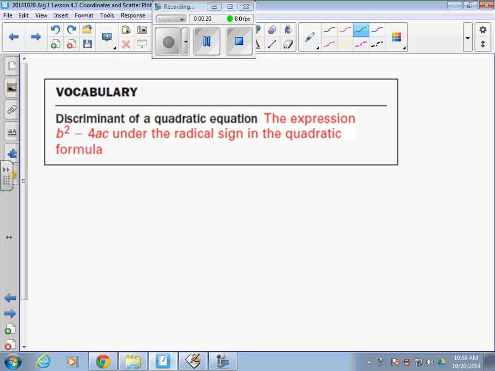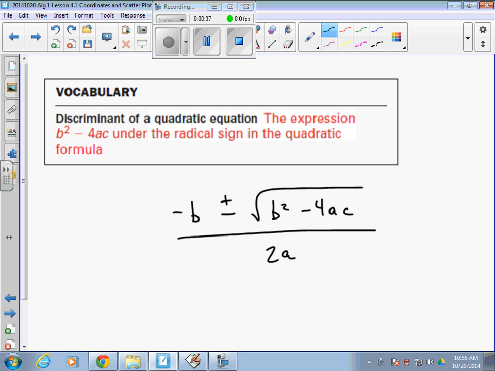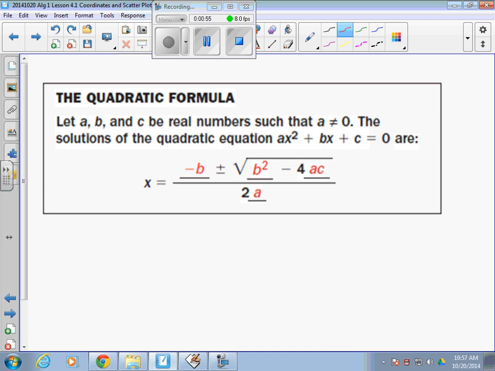First thing is the discriminant of a quadratic equation. The quadratic formula is negative b, remember this symbol right here, plus or minus the square root of b squared minus 4ac, and all of that is over 2a. The discriminant is just the part that is under the radical. There's a reason why we use the discriminant, and when we look at example number 3 and 4, we'll see why.